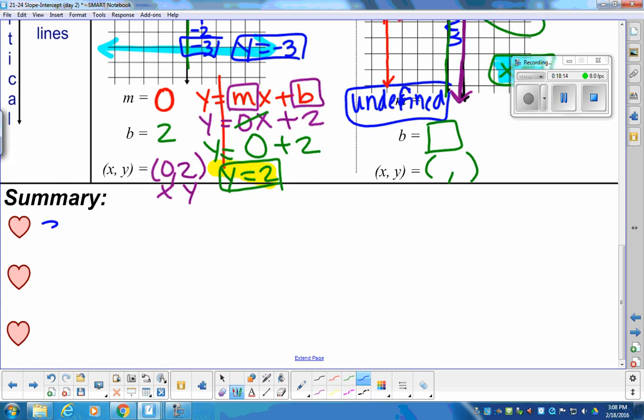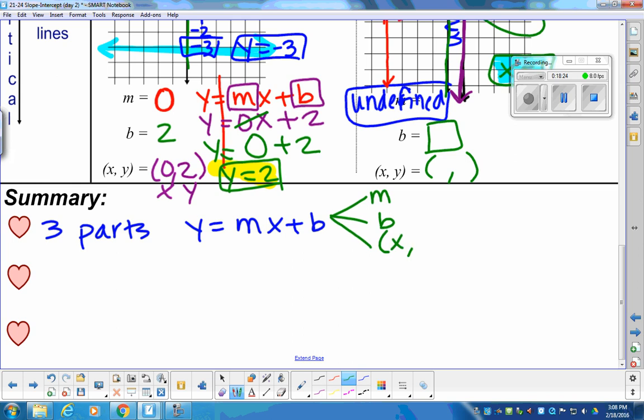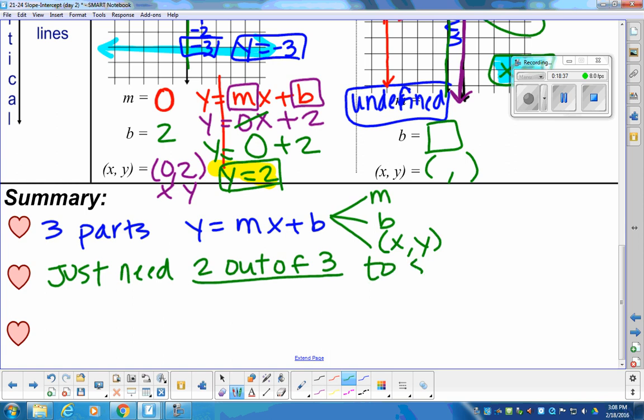So what we've done today is we've really dealt with y equals mx plus b. Keep in mind that there are three parts to this. We have y equals mx plus b. So you have an m, you have a b, and you have a point. You just need two of the three. You just need two out of three to solve. Every time.